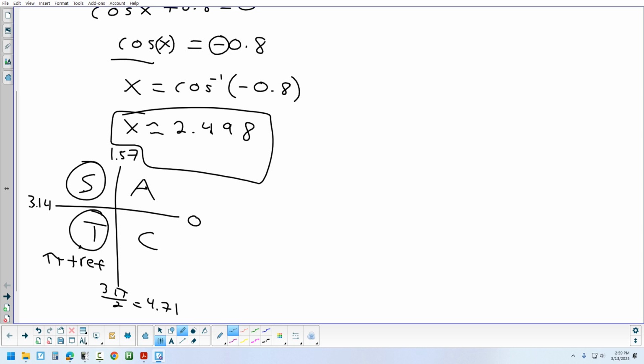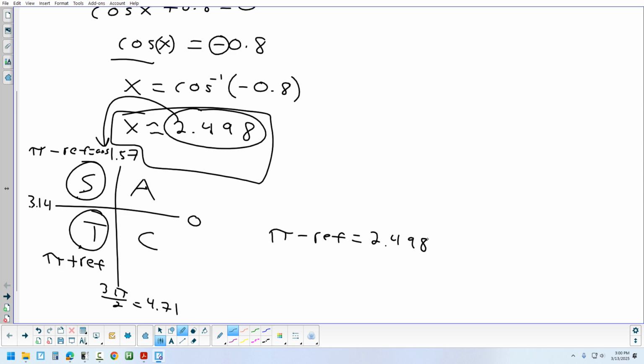What's the formula in quadrant 2 to find your answer? 180 minus reference. And then in radians it would be? Oh, it would be pi minus reference. Okay. So pi minus your reference angle will give you your answer. Okay. That is the answer. So let's fill that in right there and see if we can work backwards and figure out the reference angle. Okay. So pi minus the reference angle comes out to 2.498.